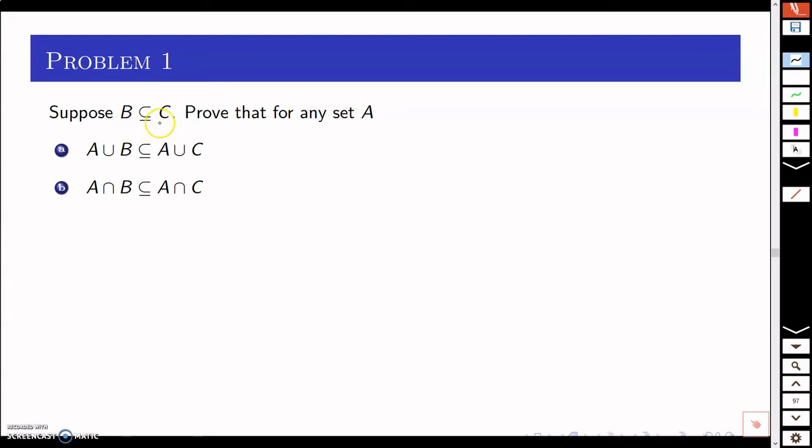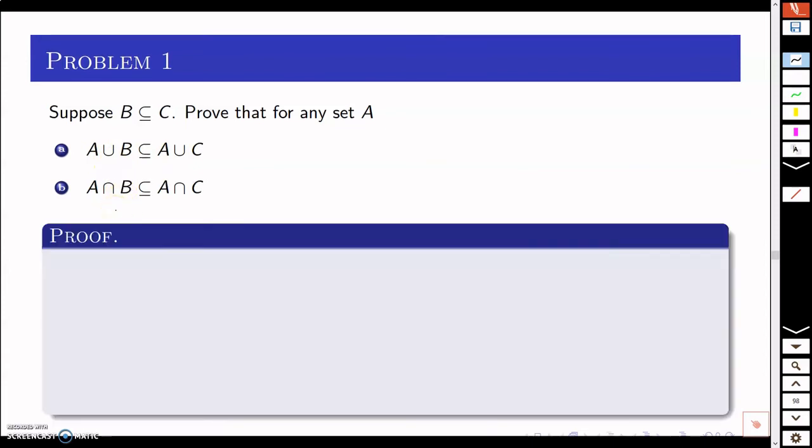Alright, so again I will prove the first one and I'll leave the second one for you all as an exercise. Okay, so let's prove the first one. We are given that B is a subset of C, and we need to prove that A union B is a subset of A union C. You have to keep one eye on what you need to prove. So I need to prove that A union B is a subset of A union C. So I'll start with a point in A union B. So let's do that.